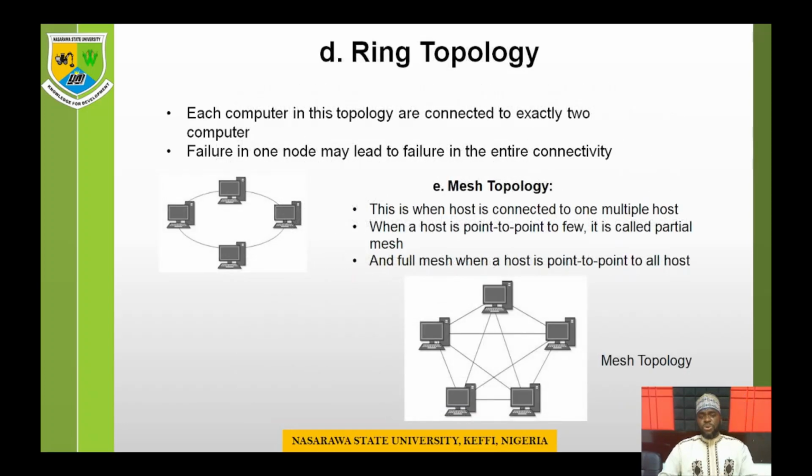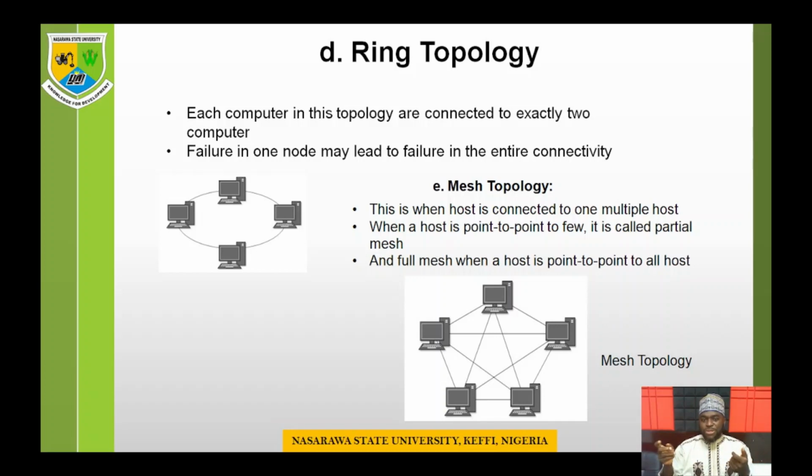So the ring topology. In a ring topology setup, you have your computers connected to one another in a kind of ring. Each computer in this topology is connected to exactly two computers. Yes, that is one of the major attributes of the ring topology. Once they connect and form a closed connection, it's just like a ring.